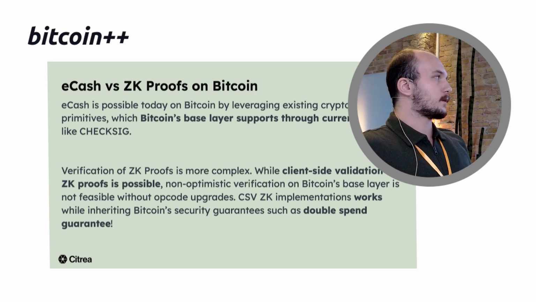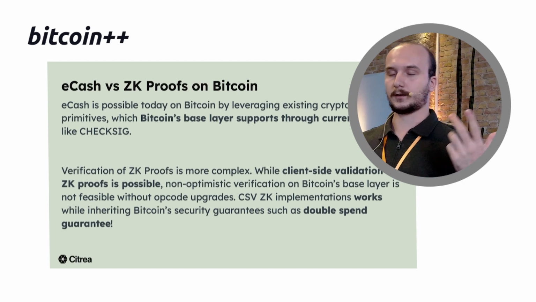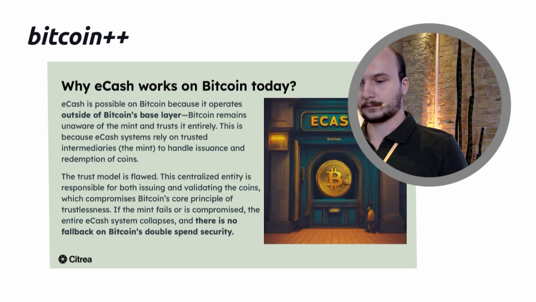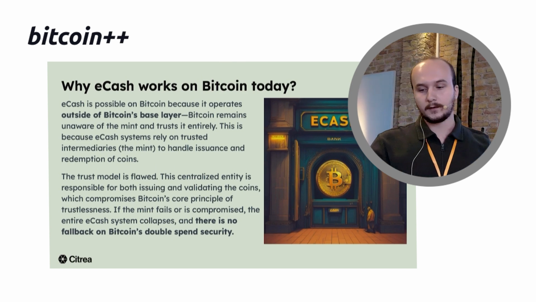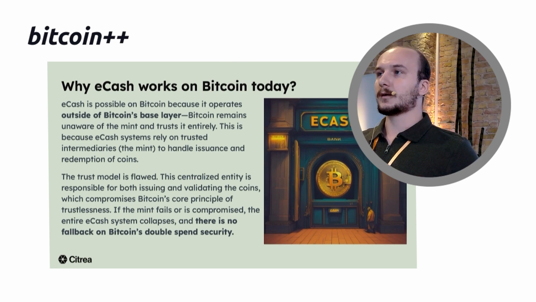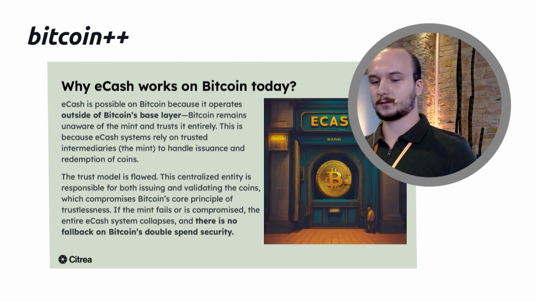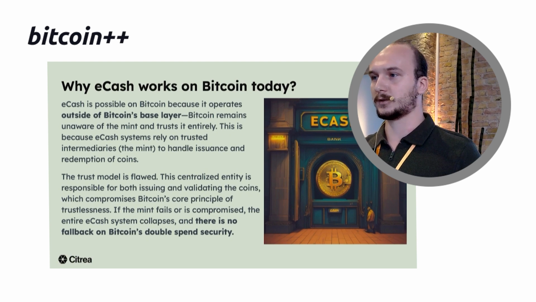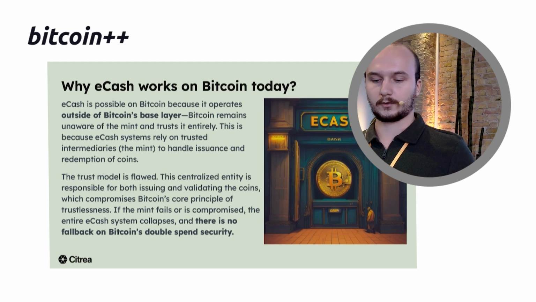So these CSV implementations inherit a lot from Bitcoin, but they lack the two-way peg mechanism. eCash operates outside of Bitcoin, basically, because Bitcoin is not aware of anything happening on eCash. eCash is just using Bitcoin as a denomination, the same way eCash could use dollars in the bank as a denomination, because there is no verification of what's happening on the other system, compared to ZK.